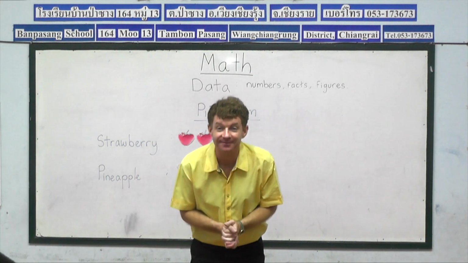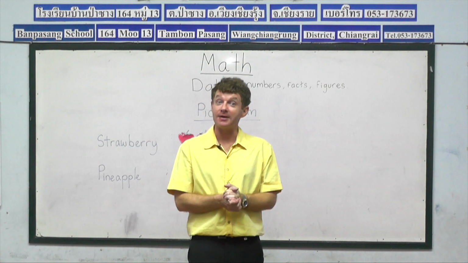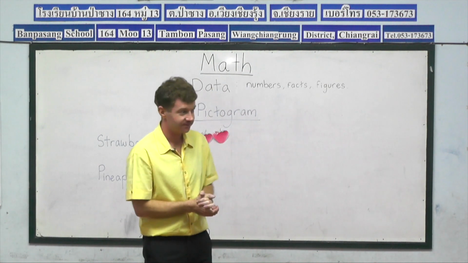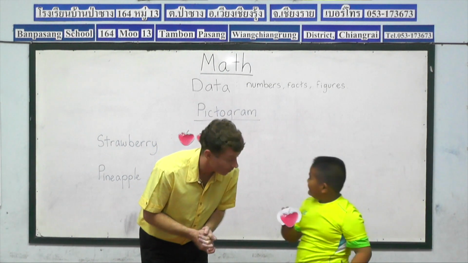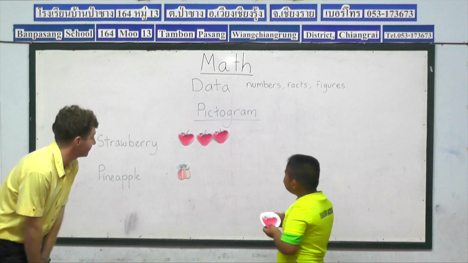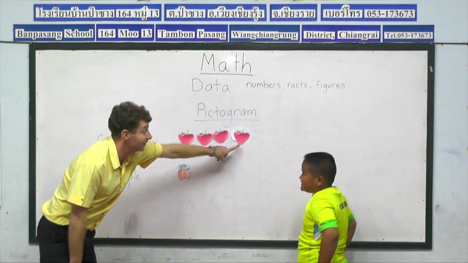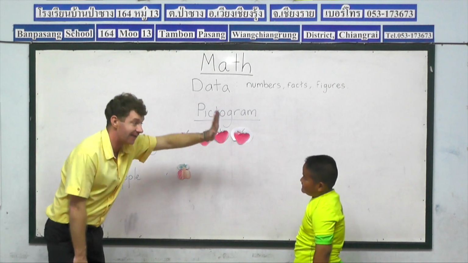And a big hello to Net. Can you bring your picture forward, please? I wonder what Net's favourite fruit is. Strawberry. Okay, Net. Can you place yours in the correct column? Excellent. And can you say? Strawberry. Excellent. Well done.